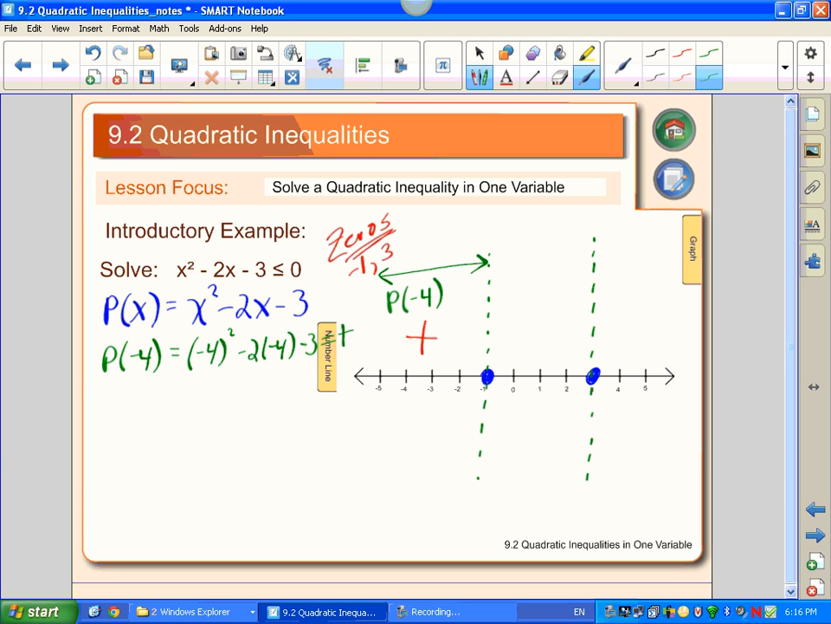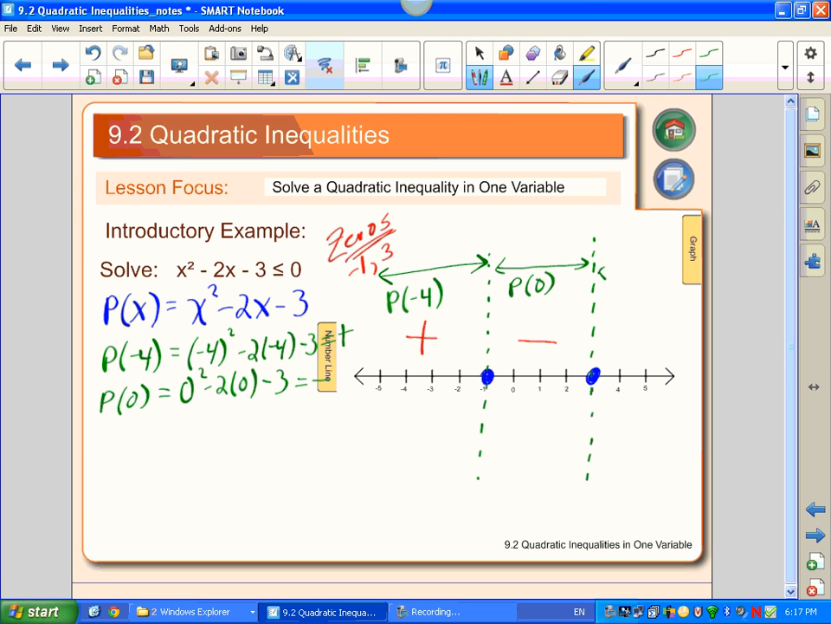Well, let's look at this region. I like 0. Whenever I can, I always take a 0 because it makes my calculations very easy. So this is giving me 0 minus 3, right? 0 squared minus 2 times 0 minus 3, that's negative. So any value between -1 and 3 is going to return a negative.